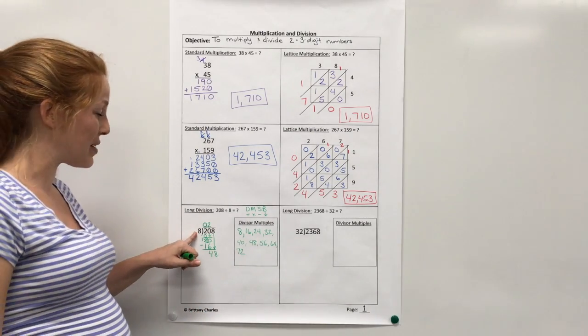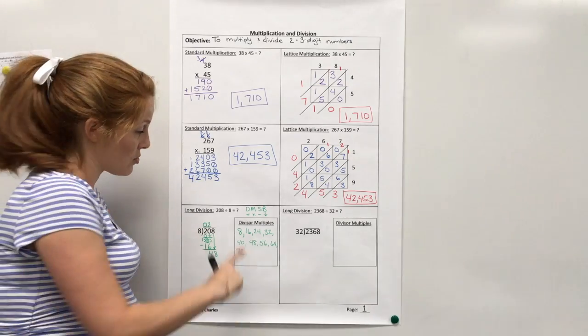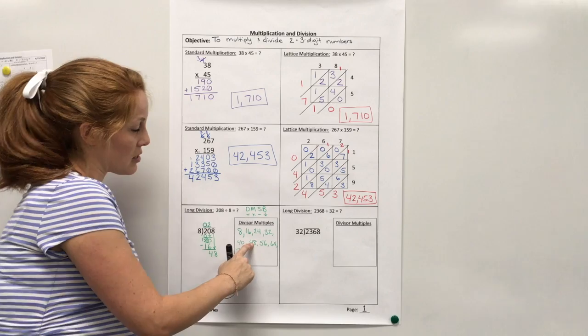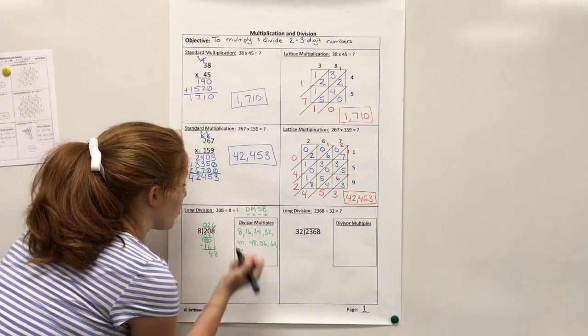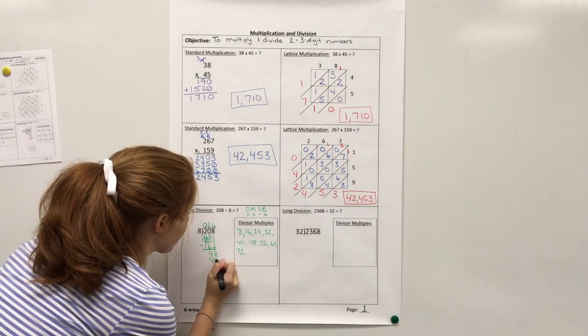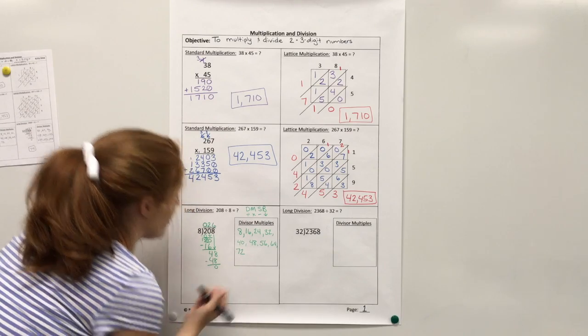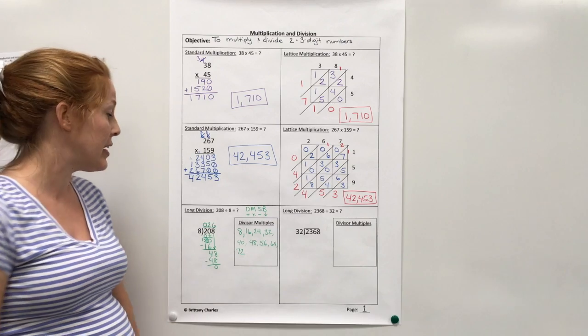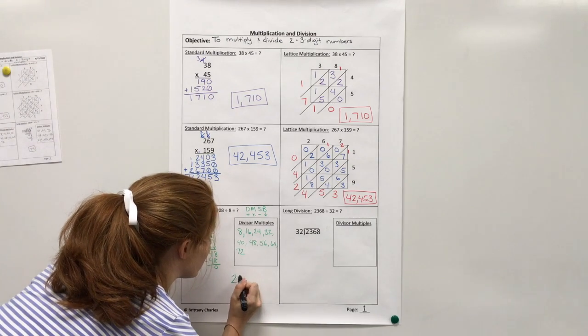Okay, now I need to see how many times 8 goes into 48. So again, I can just look at my list. 1, 2, 3, 4, 5, 6 times, which is exactly 48. All right, so then I have my answer. 208 divided by 8 is 26.